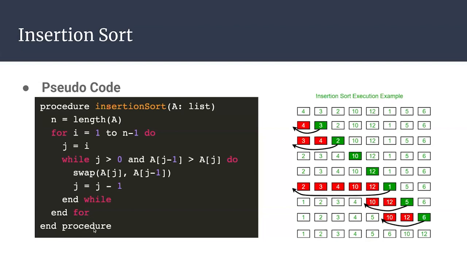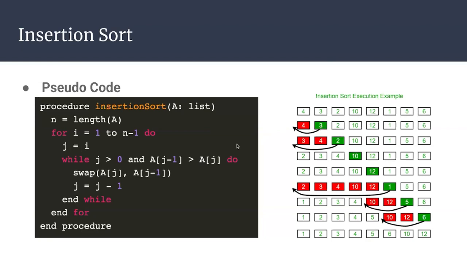So let's take an example here: 4, 3, 2, 10, 12, 1, 5, 6, right? So we are iterating from i equals 1, which is 3. We are assuming that 4 is already the sorted part, and 3, 2, 10, 12, 1, 5, 6 is the unsorted part. So for i equals 1, you will come here. So j is also 1 here.